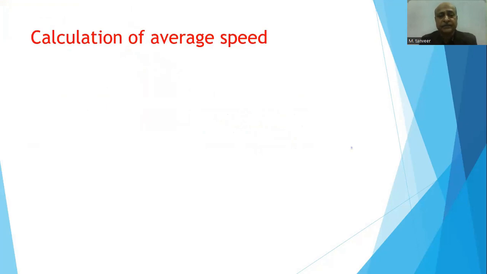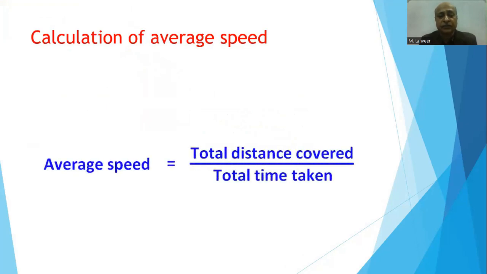Calculation of average speed. This is the formula for finding the average speed: total distance covered divided by total time taken. That is called the average speed of the car.